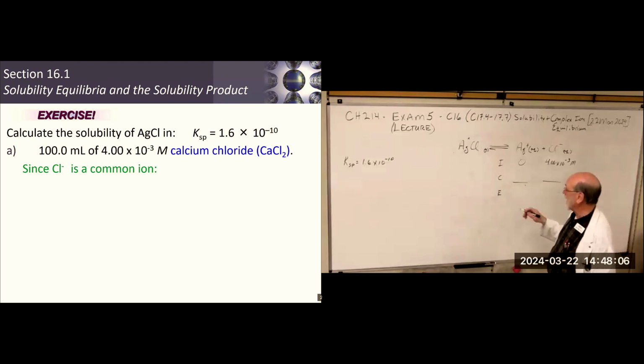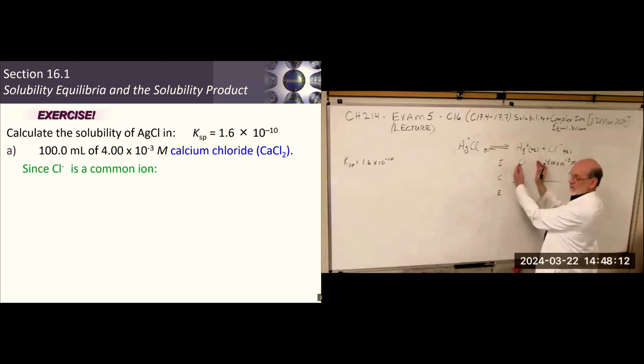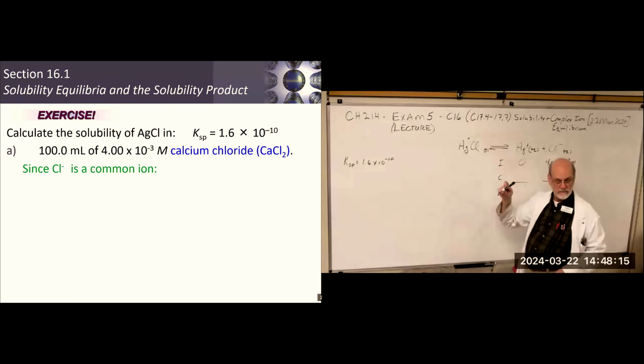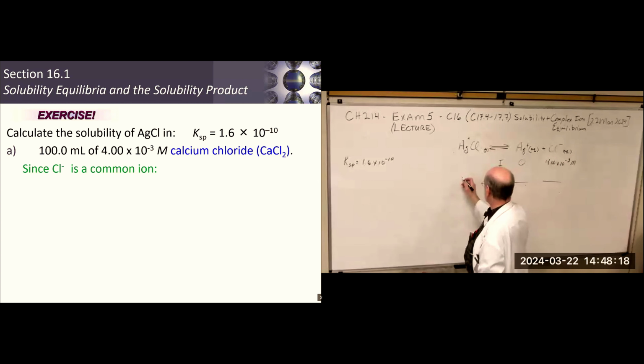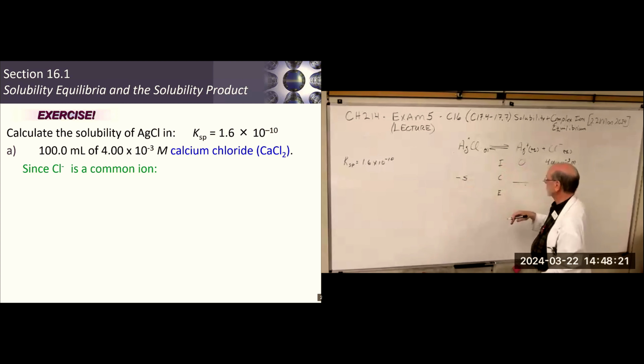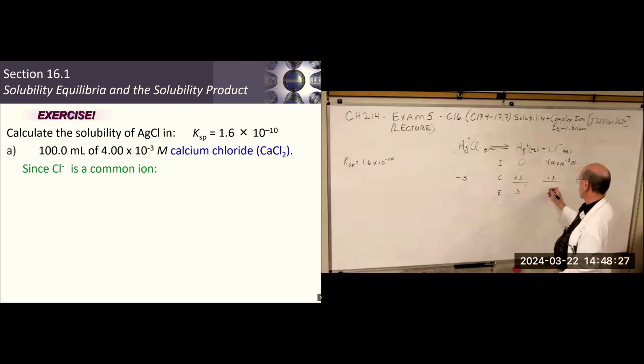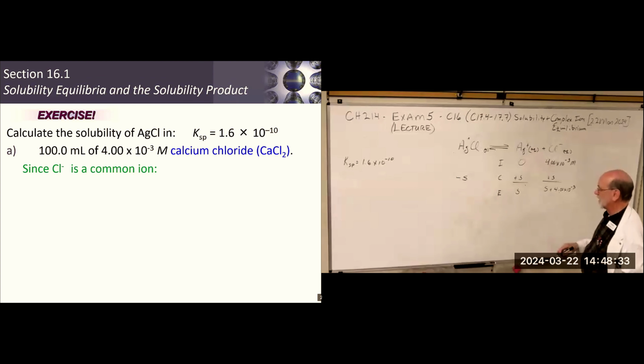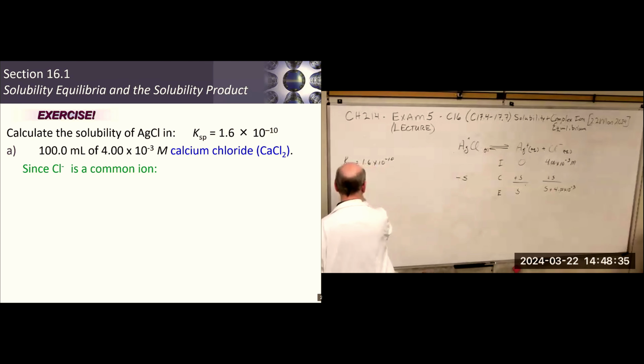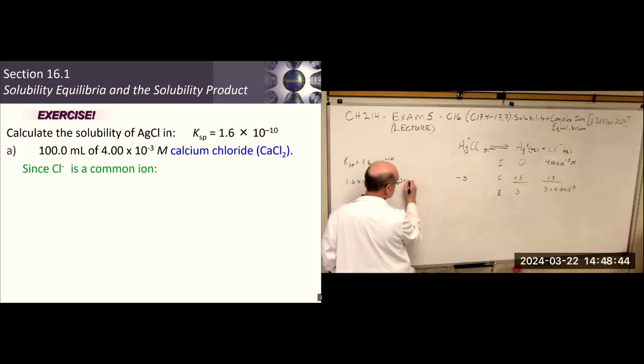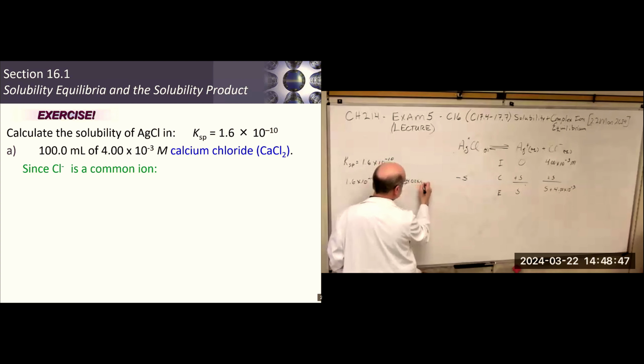Okay, so now we're going to lose one of these, produce one of those, and one of those, right? Because this is 0, the equilibrium has to move to the right. So we're going to lose some of that, and it's going to show up here as plus S and plus S. This is going to be S. This is going to be S plus 4 times 10 to the minus 3. Now if we write the expression, 1.6 times 10 to the minus 10 equals S times S plus 4 times 10 to the minus 3.